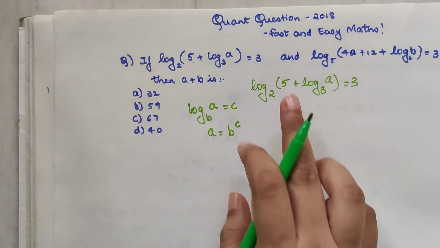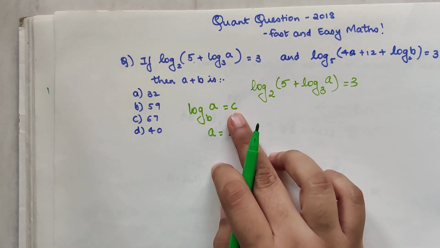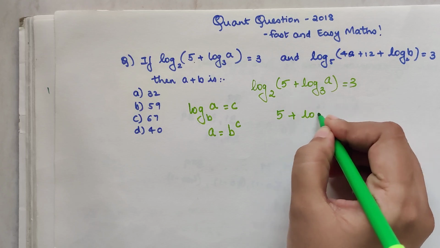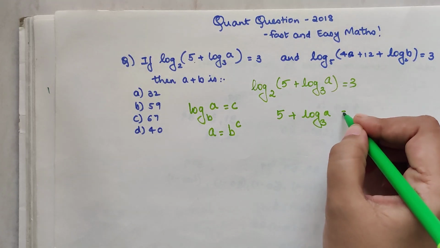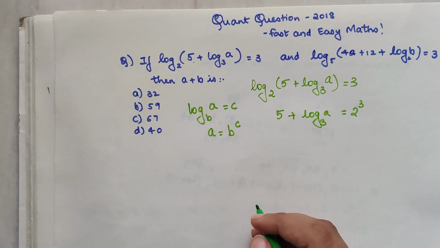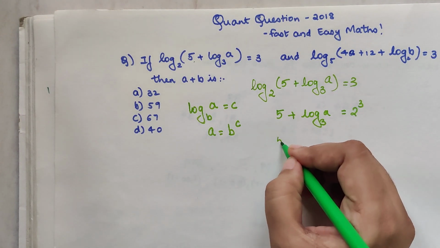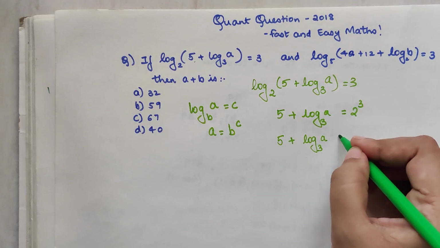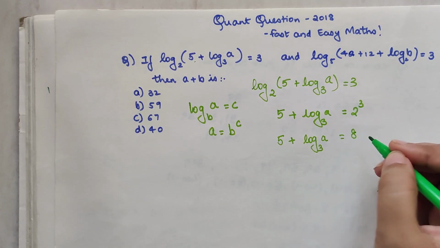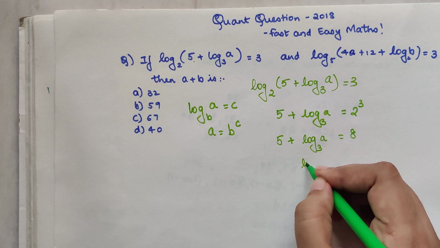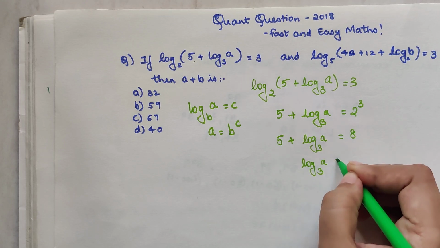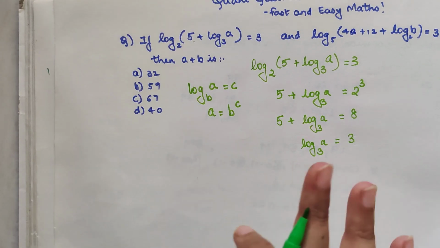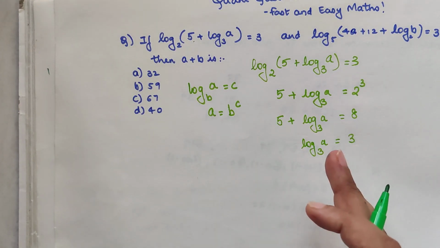Okay, so over here, applying this particular law, we can say that 5 plus log of a to the base 3 is equal to 2 raised to 3. Correct? So this now becomes 5 plus log of a to the base 3 becomes 8, and I shift 5 to this side. So log of a to the base 3 is 8 minus 5, which gets you 3. Now pause and check what will be the value of a.